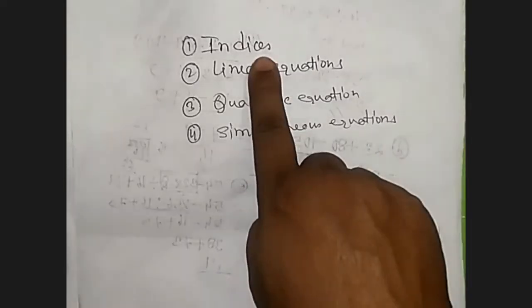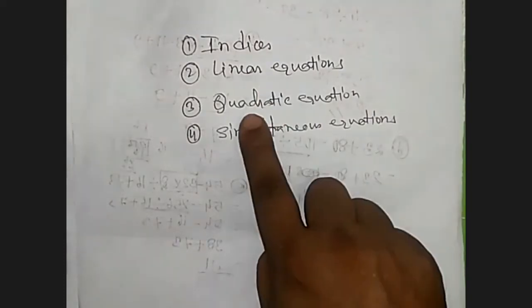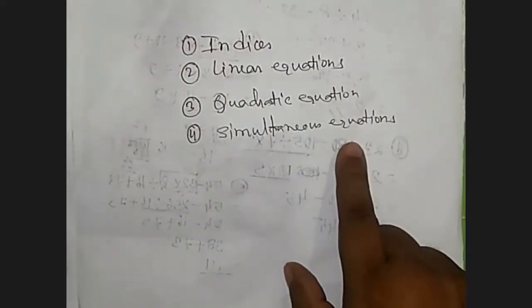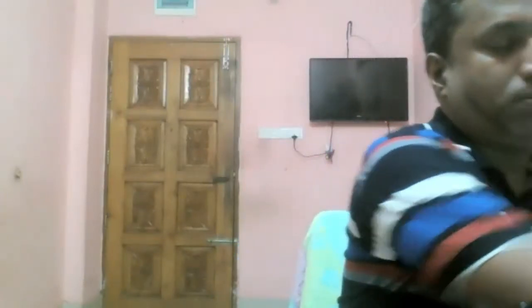Now, see, first one is indices, then linear equations, quadratic equations, and simultaneous equations. We are going to start with indices first. So we will see a few formulas from indices. We won't do any hard maths from indices, it is just a beginning concept. I only need to explain the formulas. So let us see.